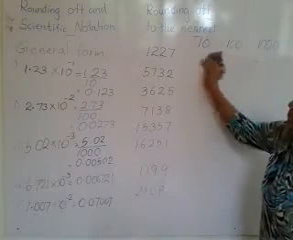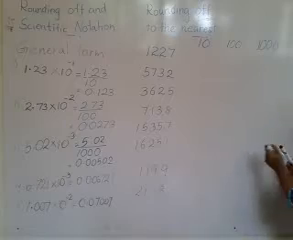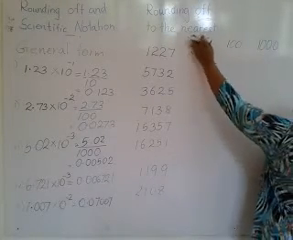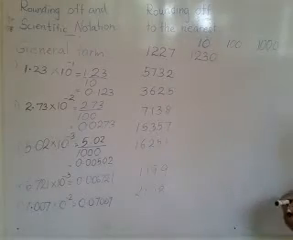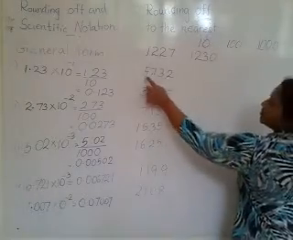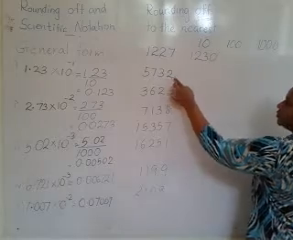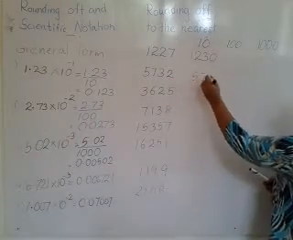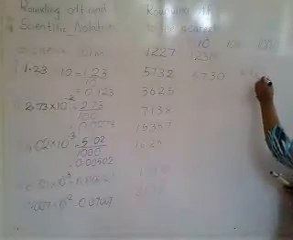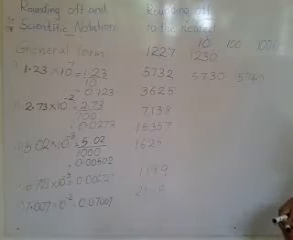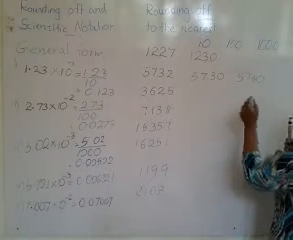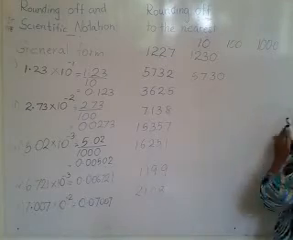1230, it is closer. If we consider 5732, that means it is between 5730 and 5740. Is it closer to 30 or 40? It is closer to 30. 5730.